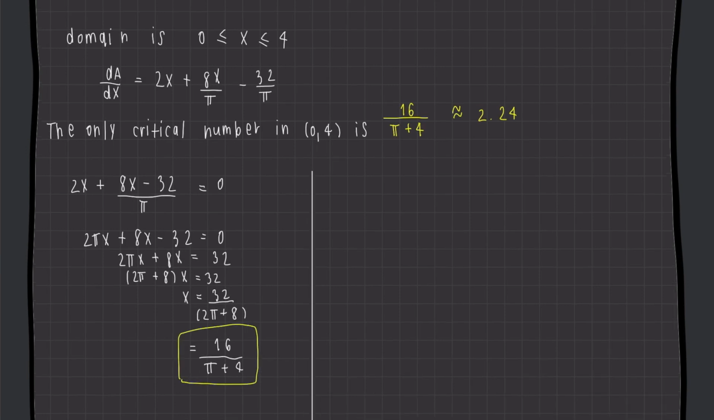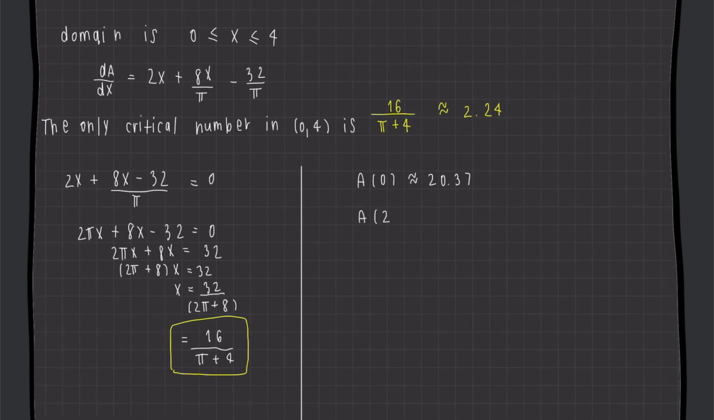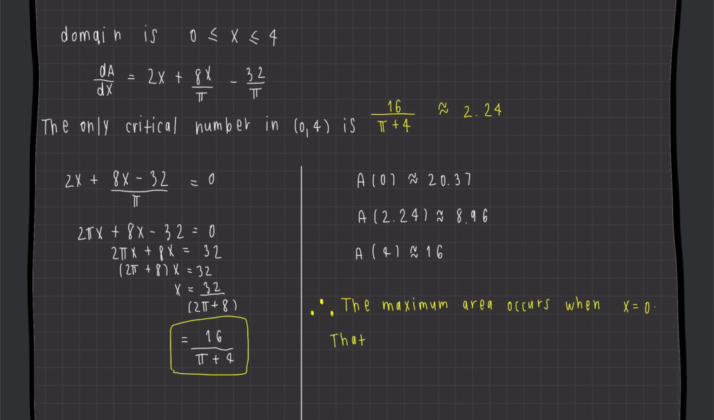So using both endpoint x values, which are 0 and 4, and the critical number that we found earlier, we can have three different total areas: A at x equal to 0 is around 20.37, A at x equal to 2.24 is around 8.96, and A at x equal to 4 is around 16. So we can conclude that the maximum area occurs when x equals 0. That is, all the wire is used for the circle. Thanks.